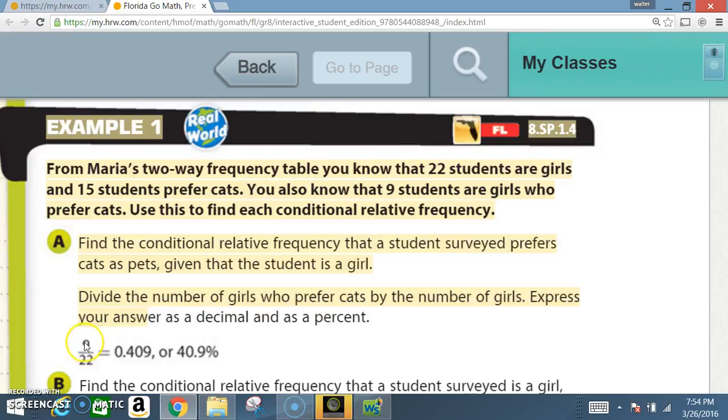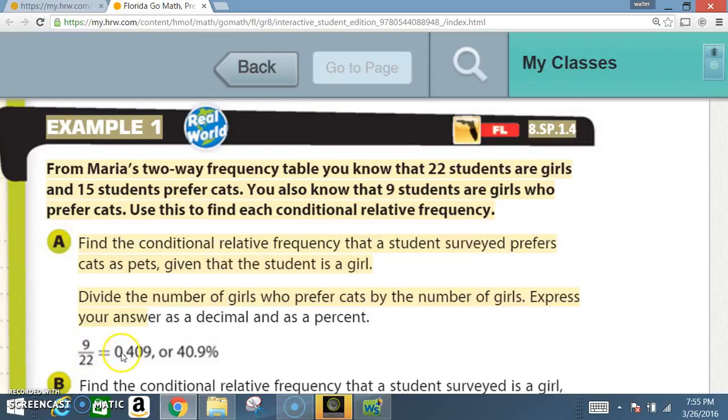So we can see right here 9. See that 9 right there? You also know that 9 students are girls who prefer cats. So that would be 9. Now the 22 comes about because from Maria's two-way frequency table, you know that 22 students are girls and 15 students prefer cats. So 22 are girls. So 9 girls who prefer cats divided by the total number of girls.